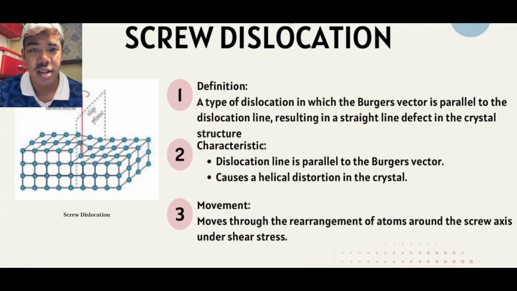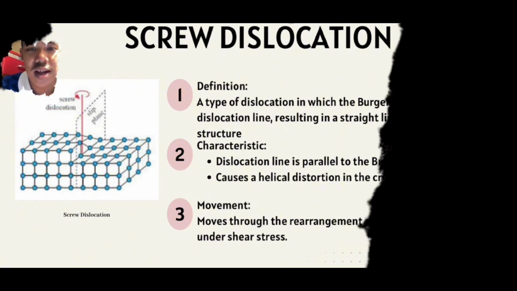So for the definition, screw dislocation is a type of dislocation in which the Burgers vector is parallel to the dislocation line, resulting in a straight line defect in the crystal structure. For the characteristic, the dislocation line is parallel to the Burgers vector, and it causes a helical distortion in the crystal. Basically, helical distortion is atomic planes that are twisted into a spiral shape rather than remaining flat. For the movement, it moves through the rearrangement of atoms around the screw axis under shear stress.